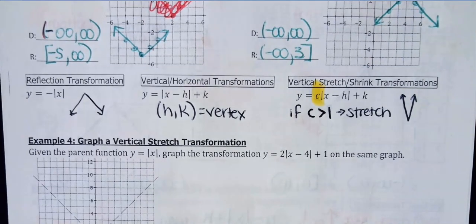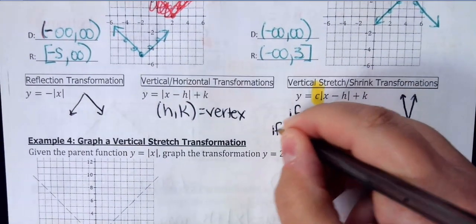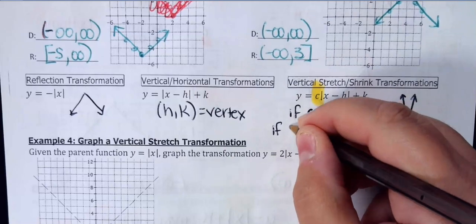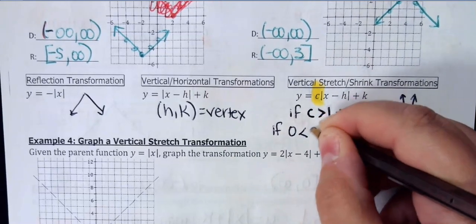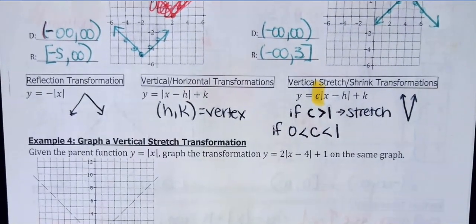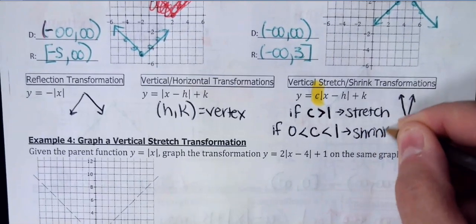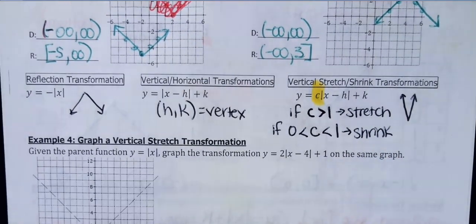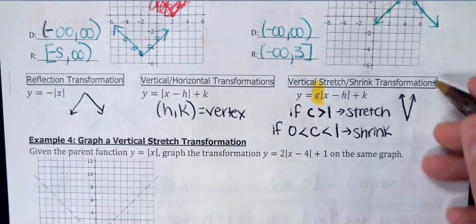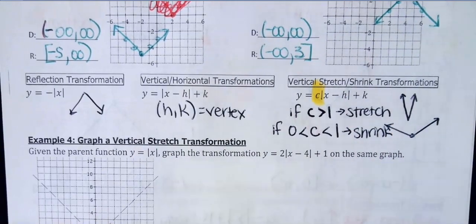Now, ignore the negative, because the negative just tells you whether it turns up or down. If that number, I'm going to write a compound inequality here. I'm going to write 0 is less than C is less than 1. So C is going to be between 0 and 1, so like 1/2 or 2/3 or something like that. That is going to be called a vertical shrink. And what that's going to do to the V shape, it's going to be kind of more flattened out in comparison to what we've been doing. So it's going to make it wider when you put that on the graph.